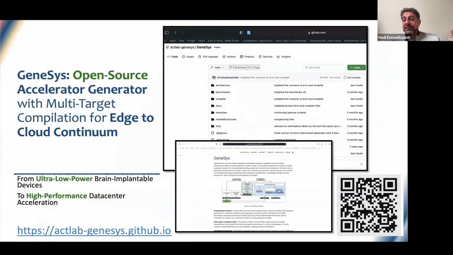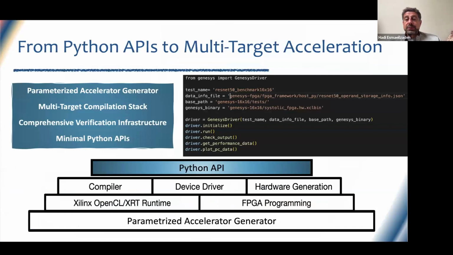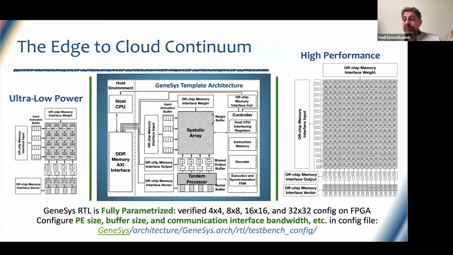But how are we doing all these diverse kinds of research? That's because over the last decade, my research group has invested itself in developing an entire tool set for generating accelerators from high-level descriptions. And this is actually open source. You can generate accelerators using Python APIs. These are extremely parameterized. It comes with a multi-target compilation stack. You get comprehensive verification infrastructure, and you can cover the entire spectrum. You can get ultra low power accelerators from our infrastructure to high performance accelerators.